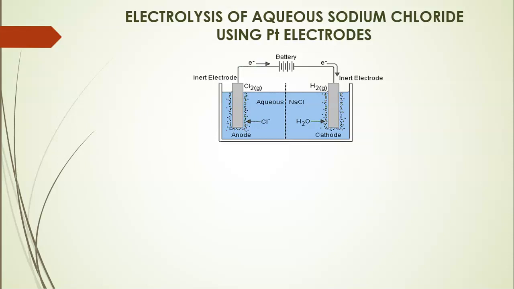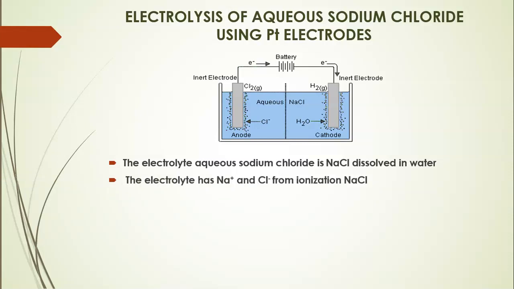There are electrodes made up of platinum, one connected to the positive terminal of the battery, hence it gets a positive charge. It is the anode. The other connected to the negative terminal of the battery gets a negative charge. It is the cathode. The electrolyte, which is a reactant in an electrochemical reaction, is aqueous NaCl. Aqueous NaCl is sodium chloride dissolved in water.